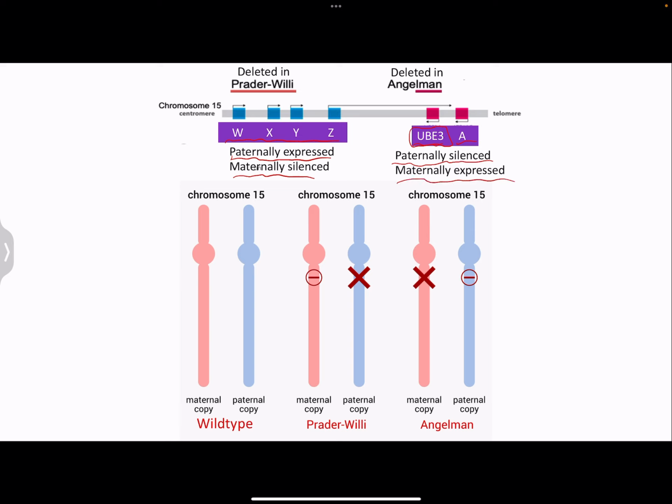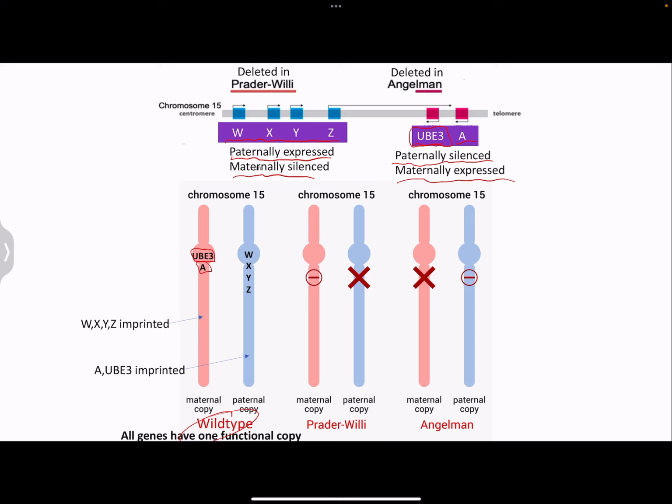So if we go ahead and look at the wild type over here, on the maternal chromosome, we have W, X, Y, and Z imprinted, which means turned off. The only genes that mom's bringing to the table are UBE3A. And on the male, all the male's bringing to the table is W, X, Y, and Z. UBE3A is imprinted. That's normal. So what's happening is we're getting one functional copy of UBE3A from mom and one copy of W, X, Y, and Z from dad.